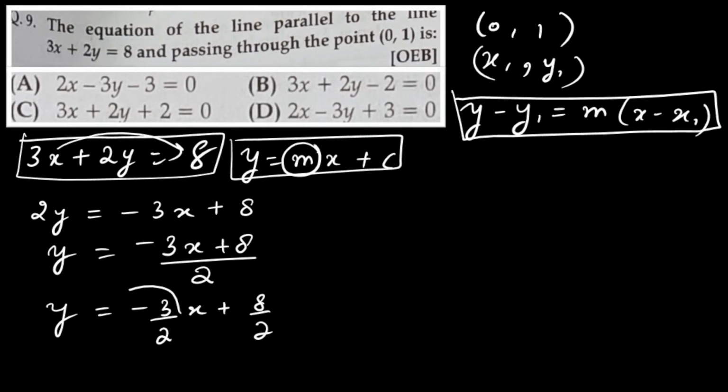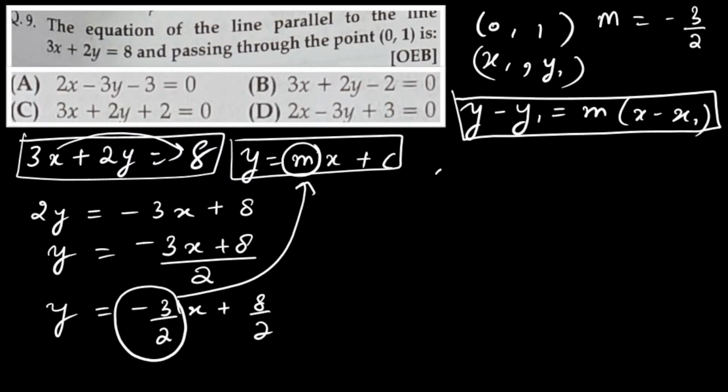So we got the slope. If we compare with the slope intercept form, we can see the coefficient of x is the slope, which is minus 3 by 2. So since the lines are parallel, for parallel lines slopes are equal. So we'll get the value of m also. m is equals to minus 3 by 2. If lines are parallel, their slopes are equal. Now in this we will just substitute.